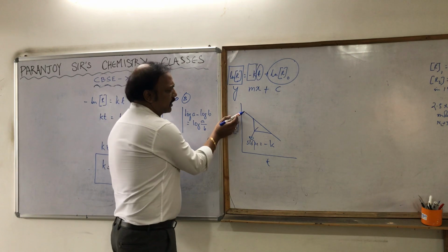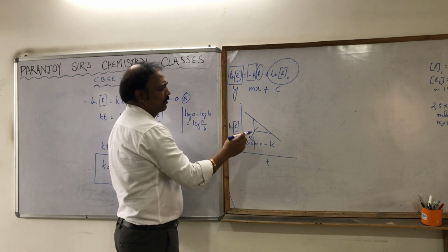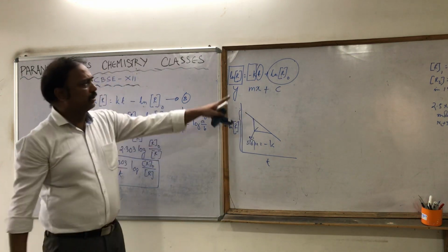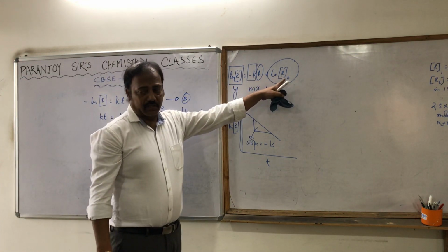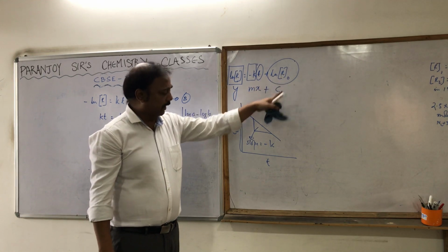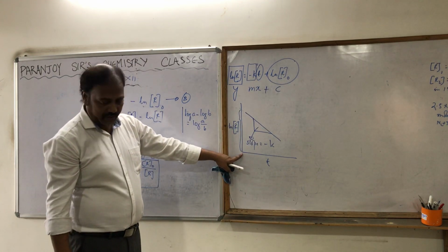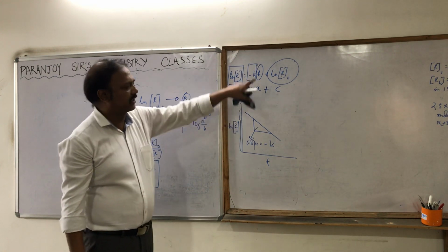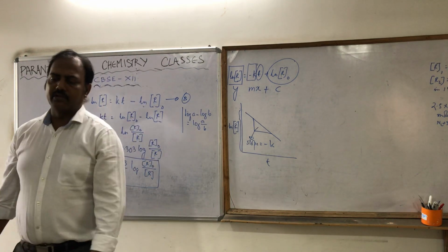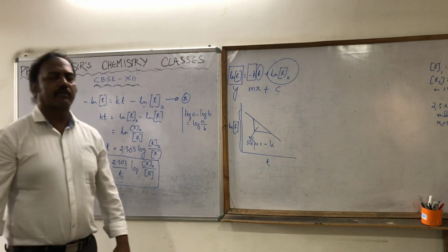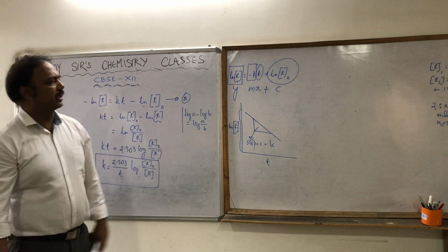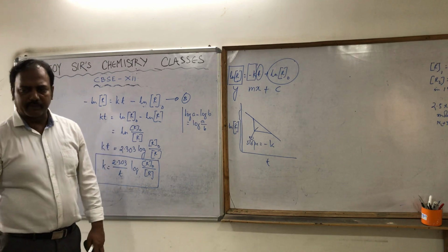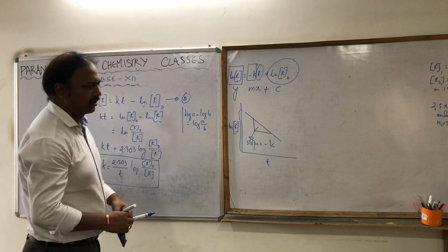And if we extrapolate it, we are going to get ln R0. What is ln R0? It is ln of the concentration of the reactant initially. That means when time t is equal to 0, whatever is the value of ln R, that is ln R0. At time t equal to 0, the concentration of the reactant is R0. So the intercept is nothing but ln R0. That's the graphical representation, the second thing.